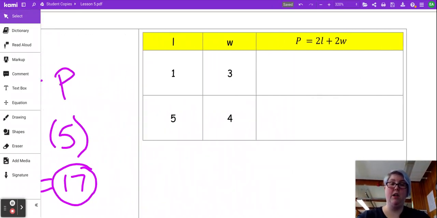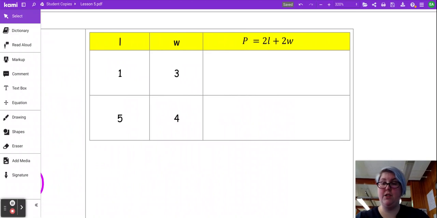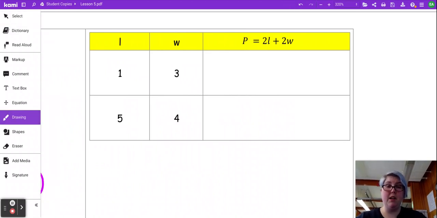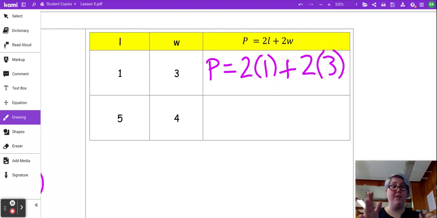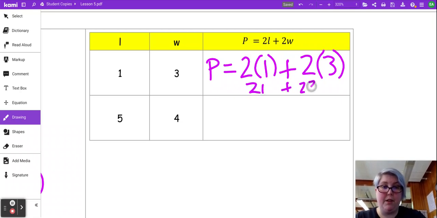Let's look at one last case. We are doing perimeter here. The perimeter is 2 times the length plus 2 times the width. So let's do it as our substitution. Perimeter is the same as 2 times our length, which is 1, plus 2 times our width, which is 3. Again, those parentheses, so I don't accidentally think this is 21 plus 23, because that's not what it is. It's 2 times 1 plus 2 times 3.